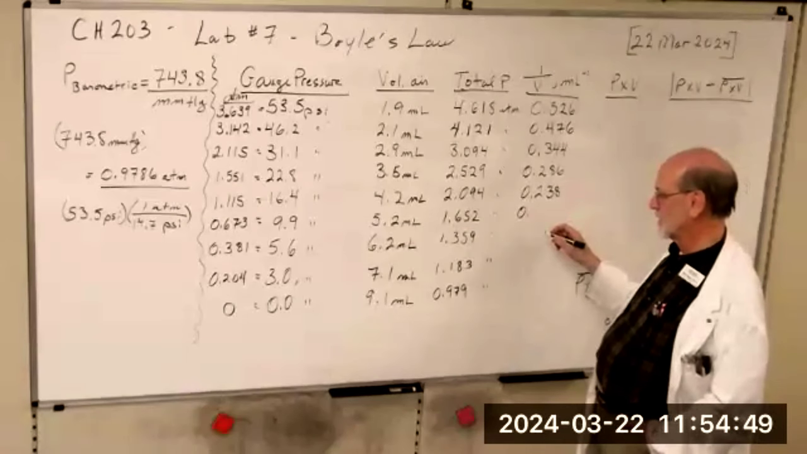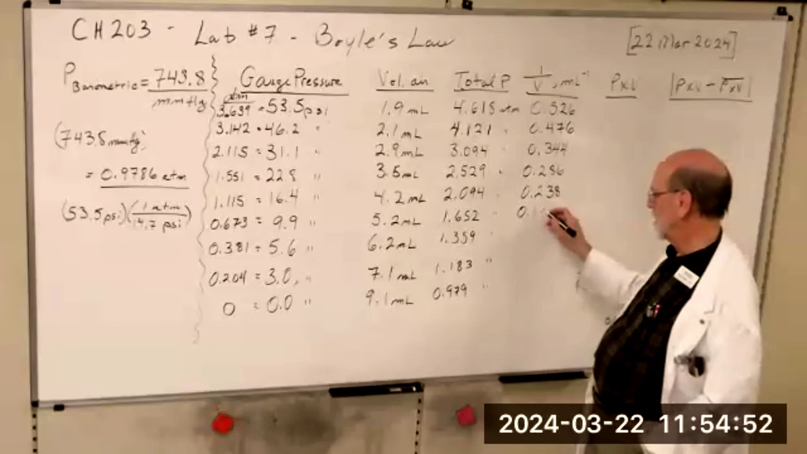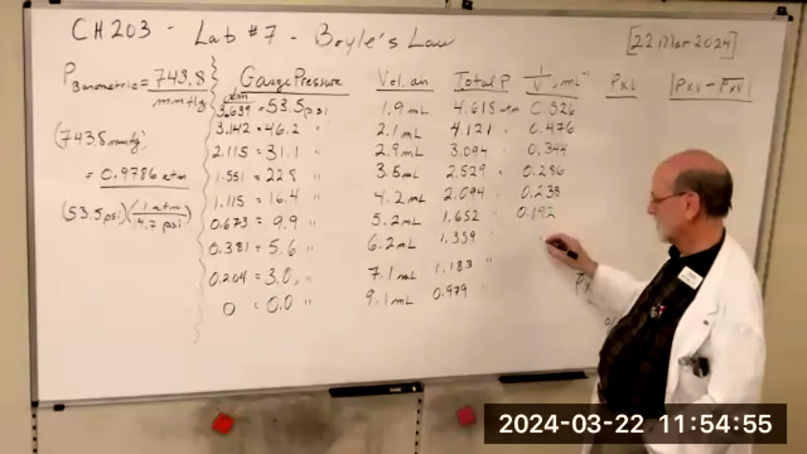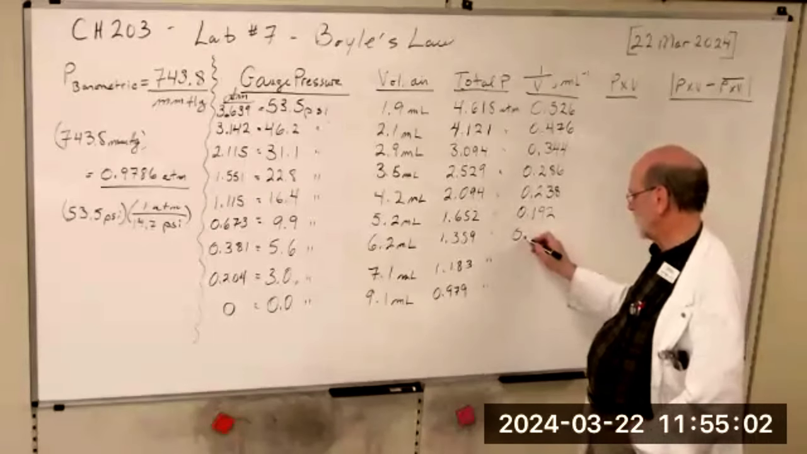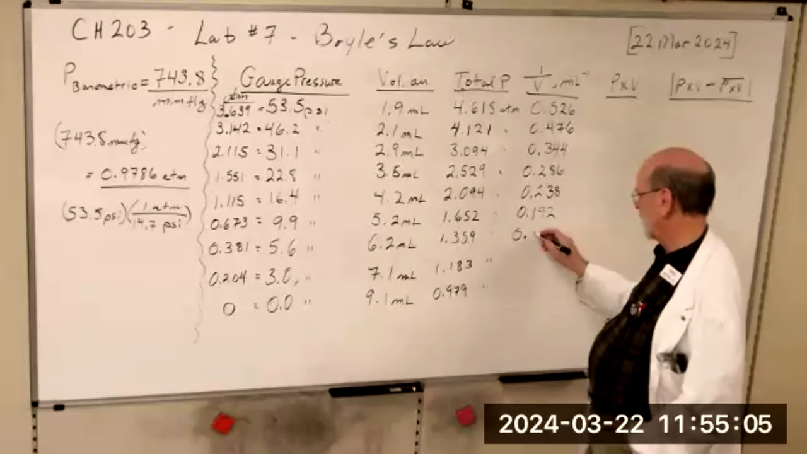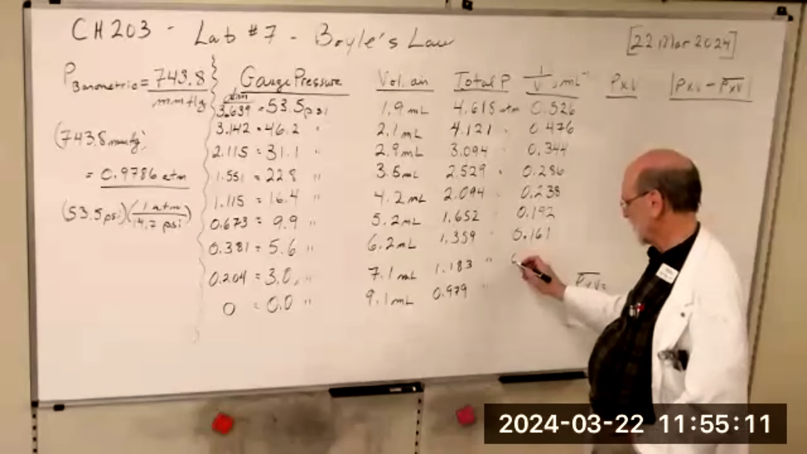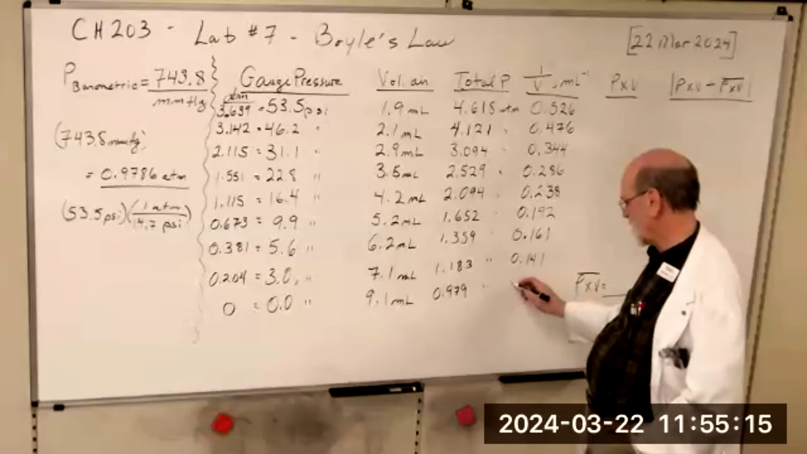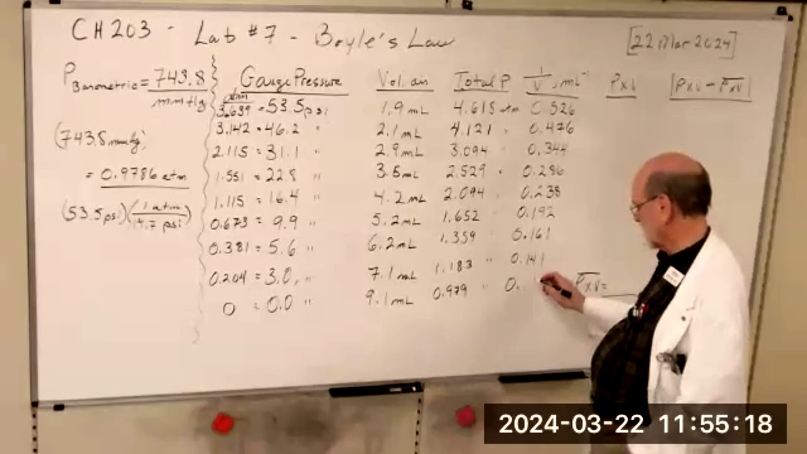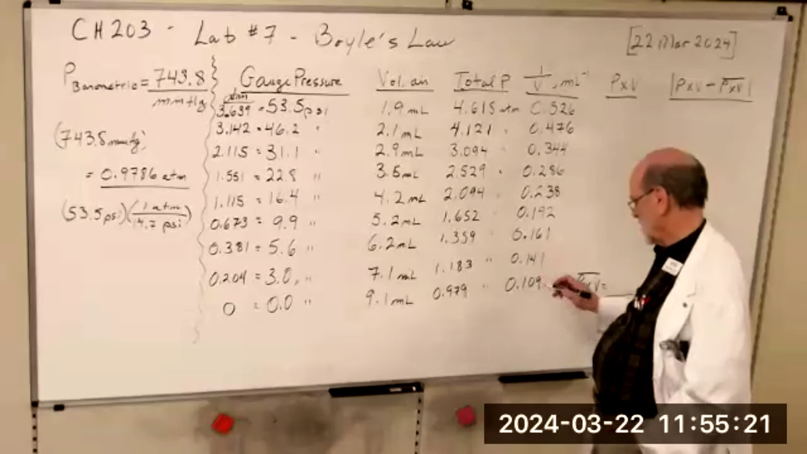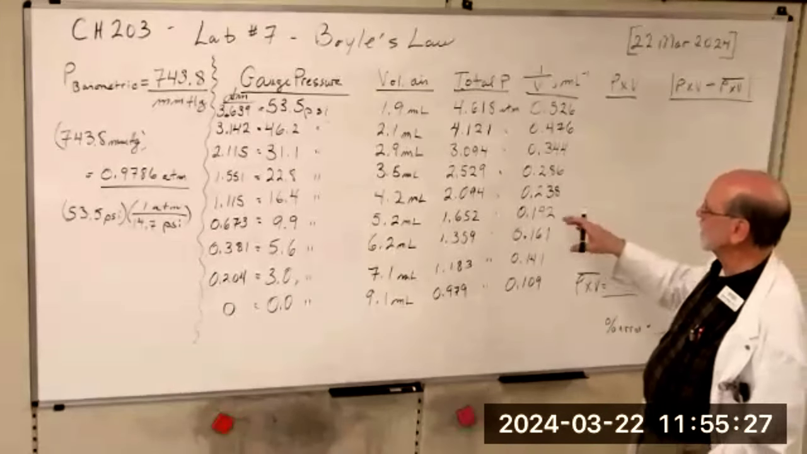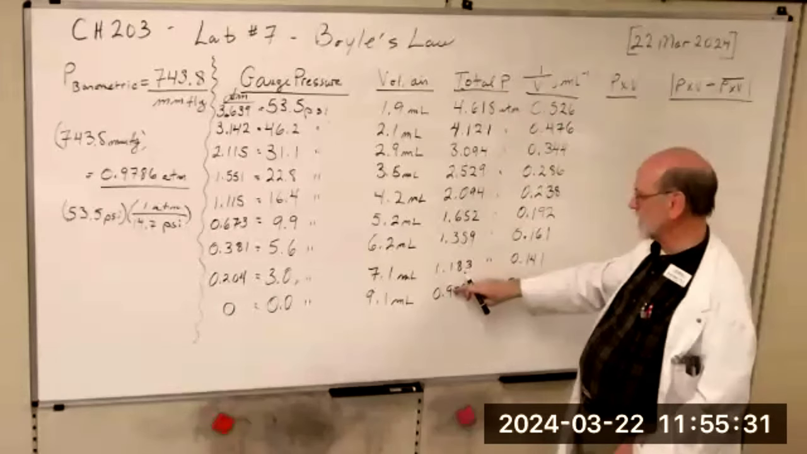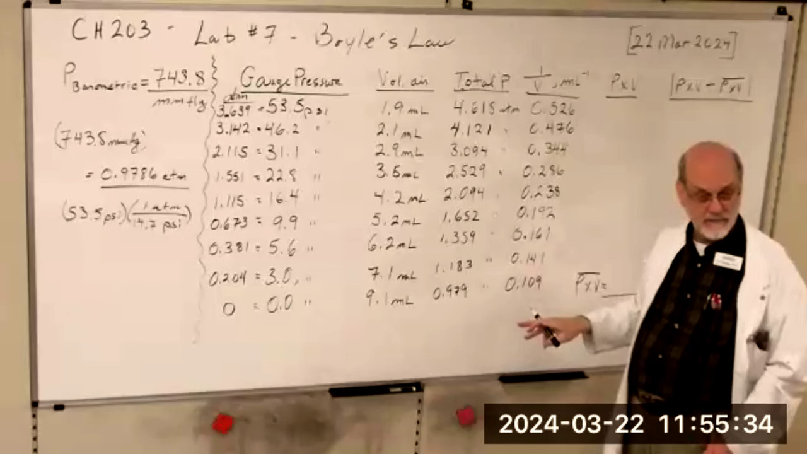How about this one? 0.192. Okay. 6.2 is 0.161. Okay. 7.1 is 0.141. Okay. 9.1 is 0.109. Okay. So the second graph you're gonna plot is these values on the x-axis and these values on the y-axis.